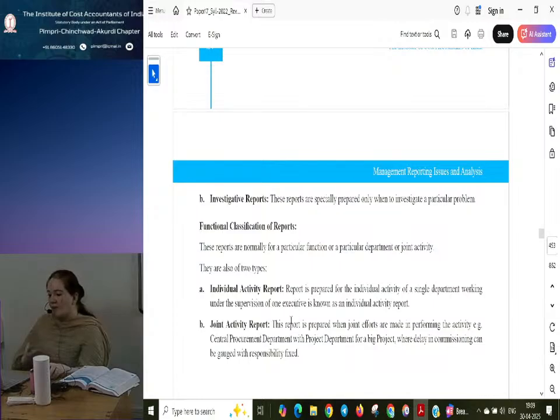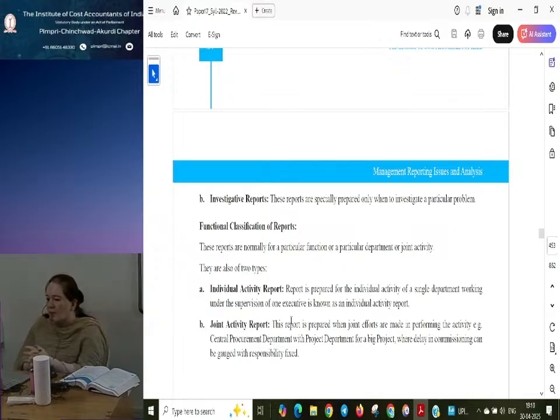Then we have investigative reports. This is ad hoc basis, if something needs to be investigated. So it is specifically prepared for a set of people for a purpose, for actually pinpointing or for actually highlighting a particular problem.